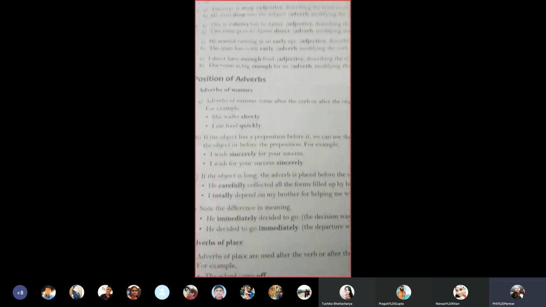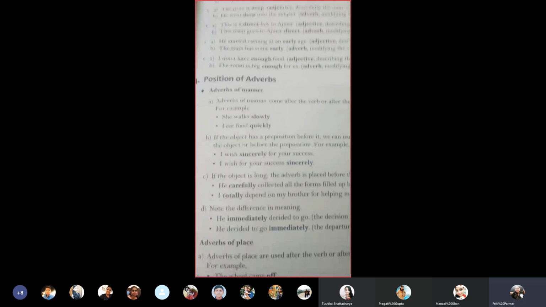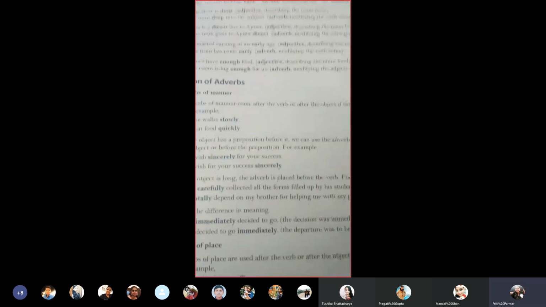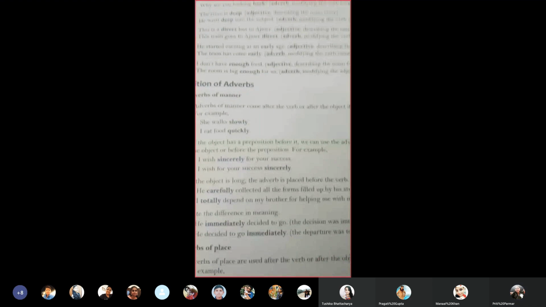Now, if you have a very long object, like the subject is one or two words, then verb, and after that, if it is a long object, then I lost the line. It is placed before the verb.